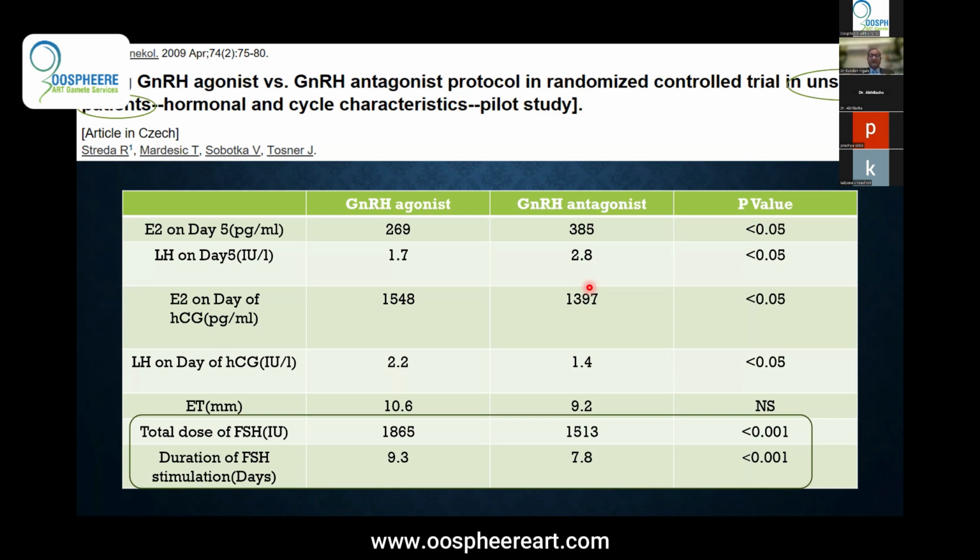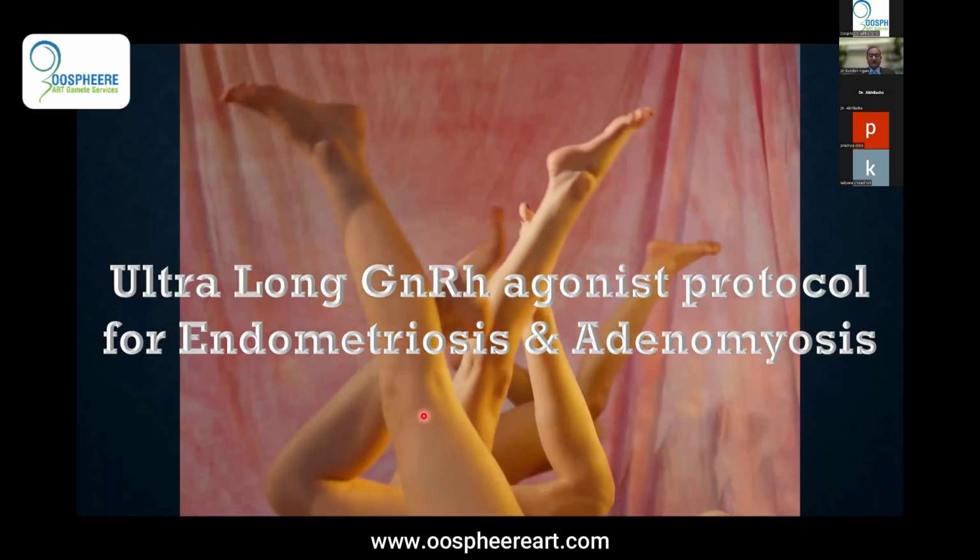Now, the disadvantage which agonist has over antagonist is that the total dose of FSH was significantly higher: 1865 versus 1513 in the antagonist protocol. So when you are using agonist, you need a longer duration as well as a higher dose of gonadotropin. Of course, your expenses are going to be higher with agonist.